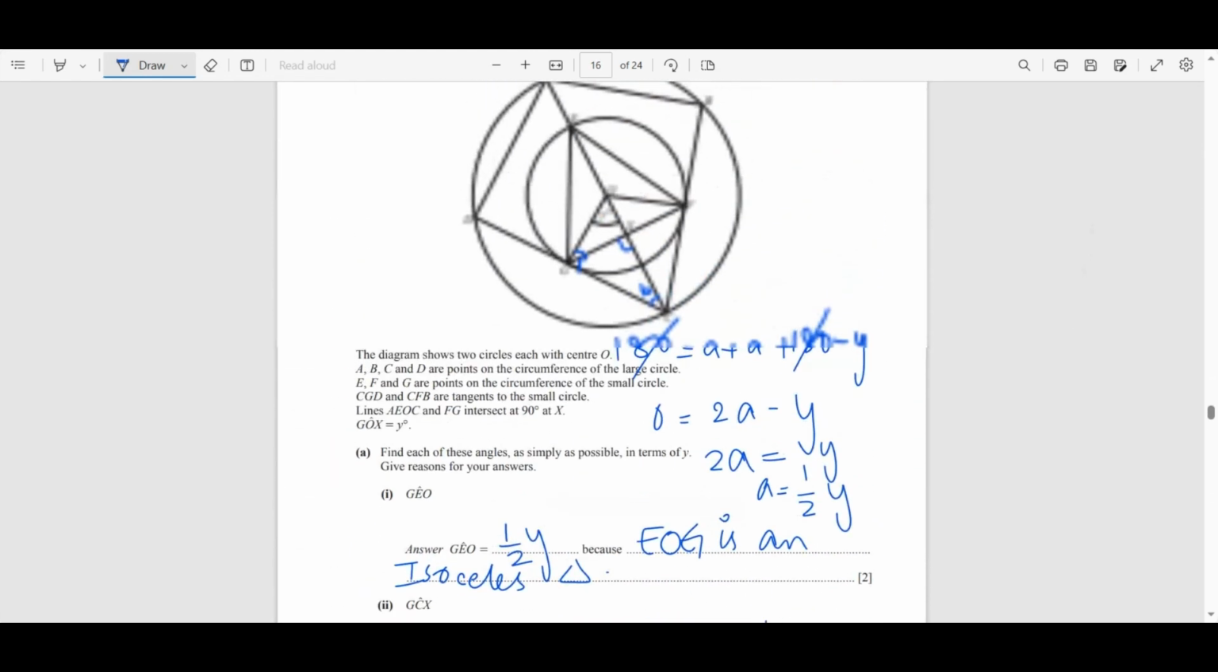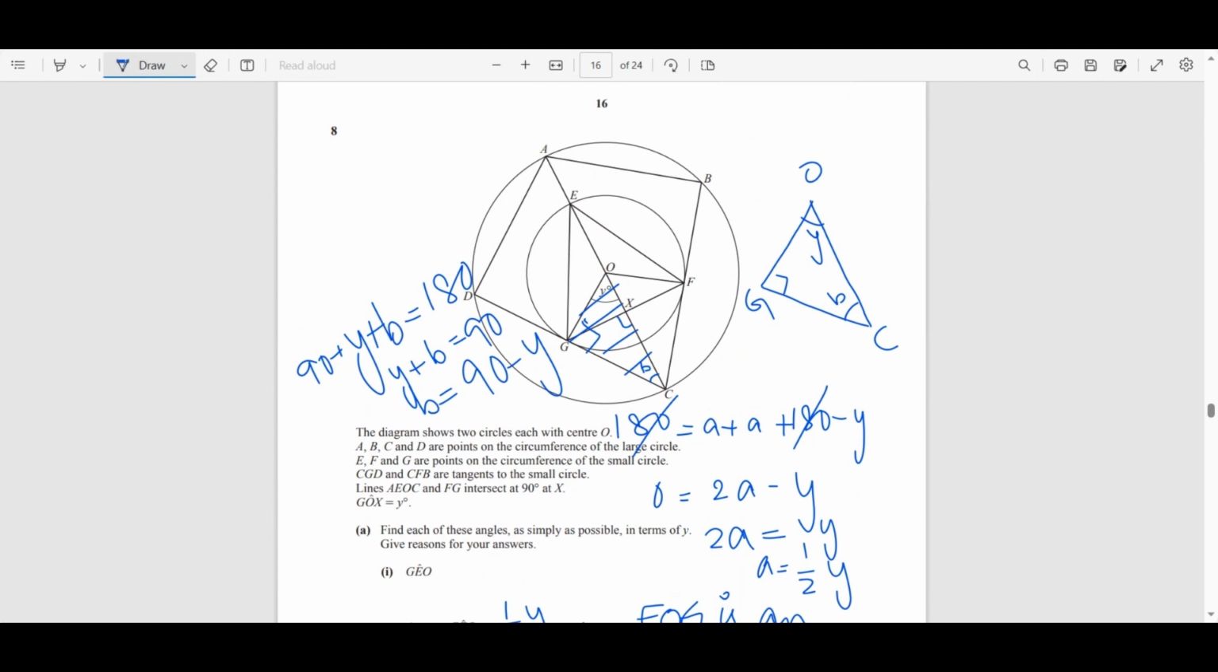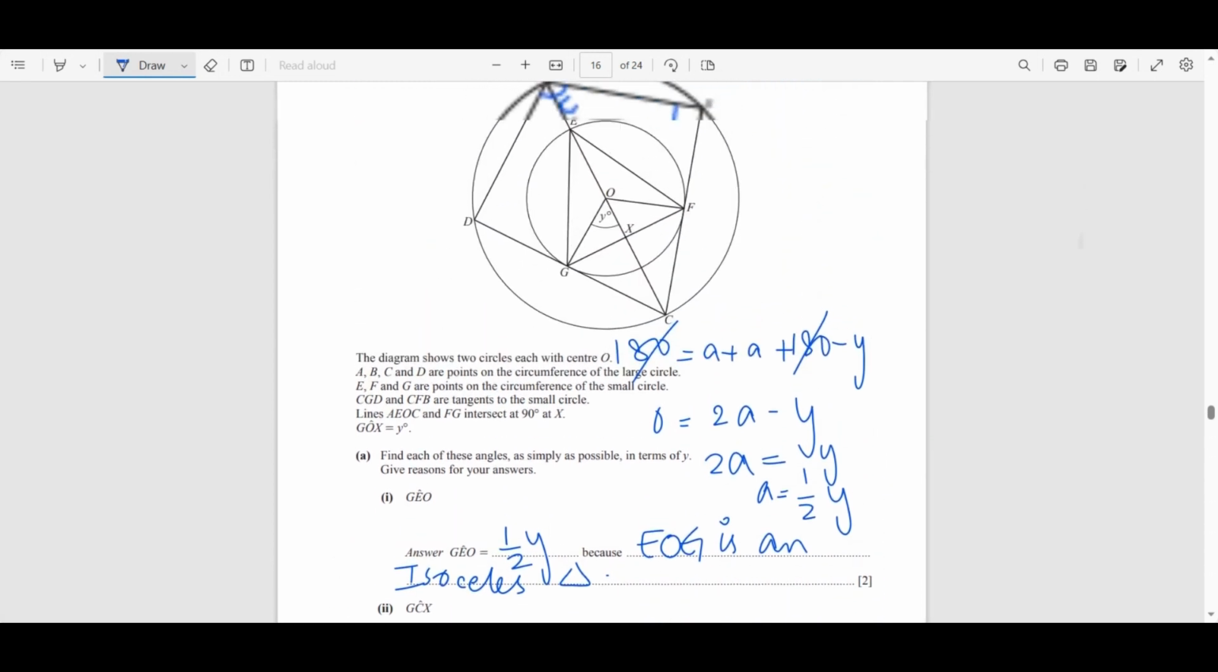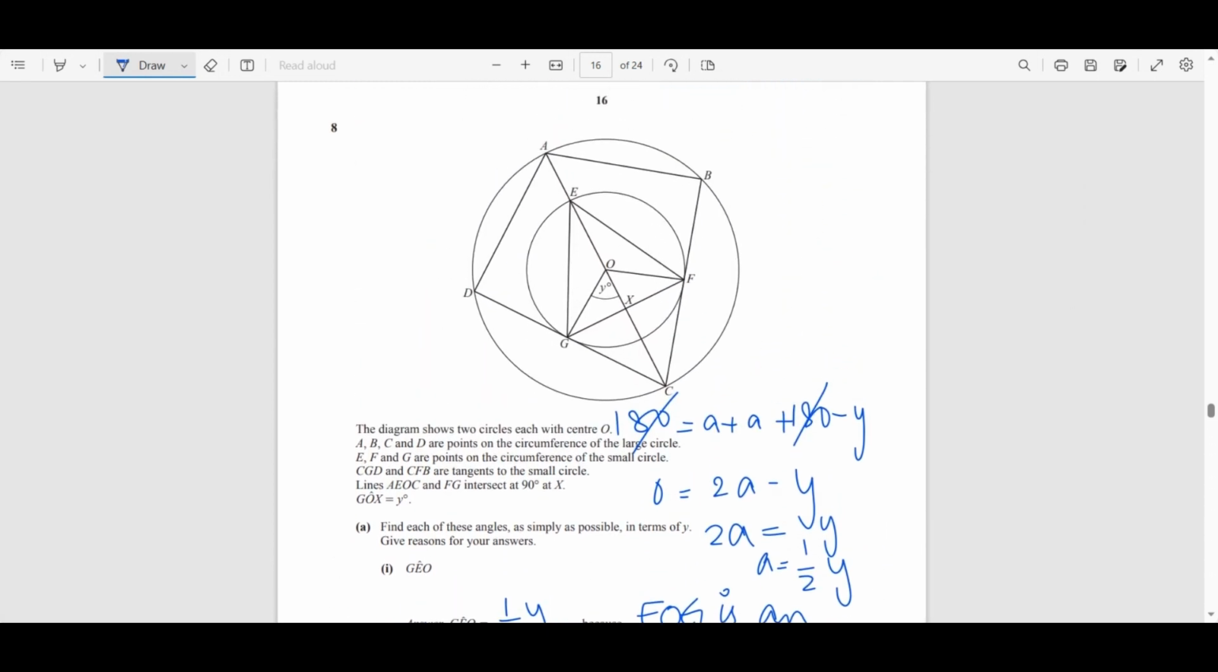So part 3 is angle DAB. I'm just erasing everything. So we need to calculate DAB. This is DAB, so this whole angle is going to be C, and because AC is the diameter, angle D and angle B have to be 90 because B and D are on the circumference, right? And because CGD and CFB are the two tangents on the circle, it defines that CG and CF are going to be equal.